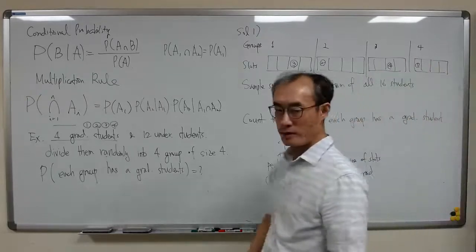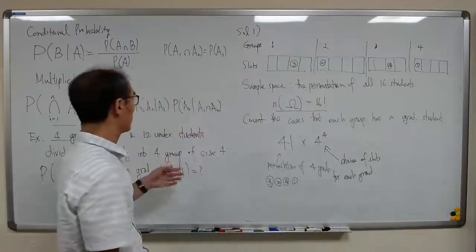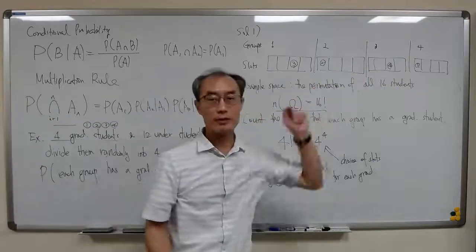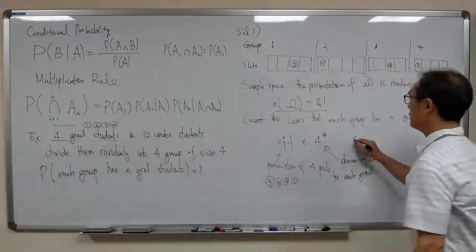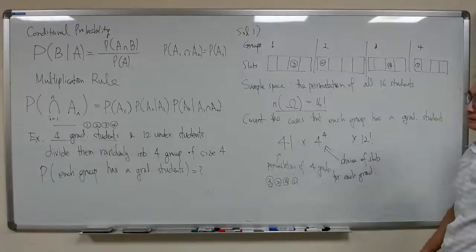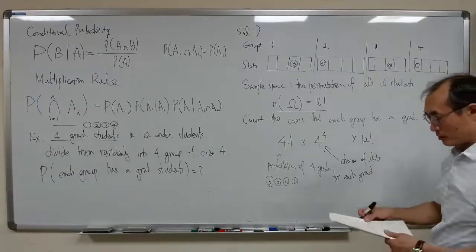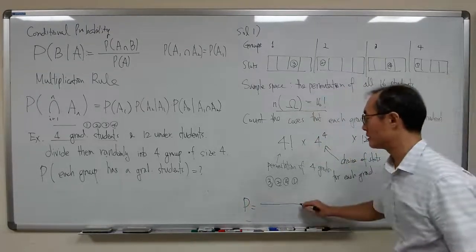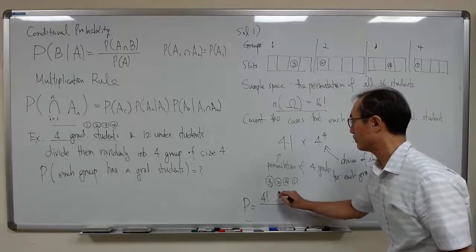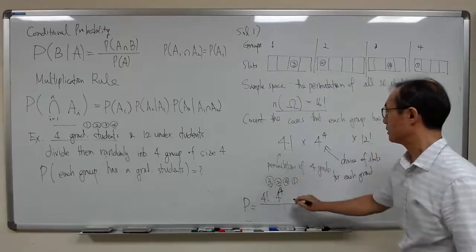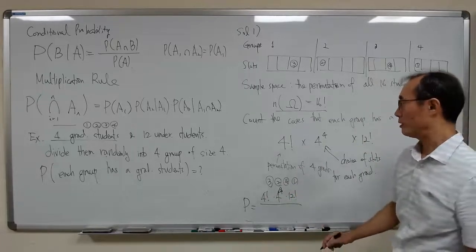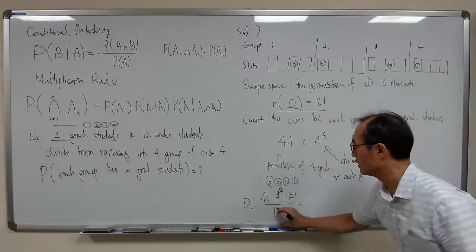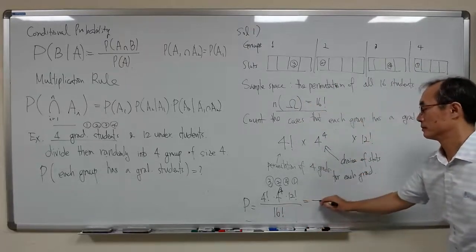After that, all the remaining cases are just a permutation of the 12 undergraduate students, right? For the empty seats or empty slots. Okay, it's going to be 12 factorial. So the probability is this number: 4 factorial and 4 to the power of 4, multiplied by 12 factorial, over the number of total samples, which will be 16 factorial.